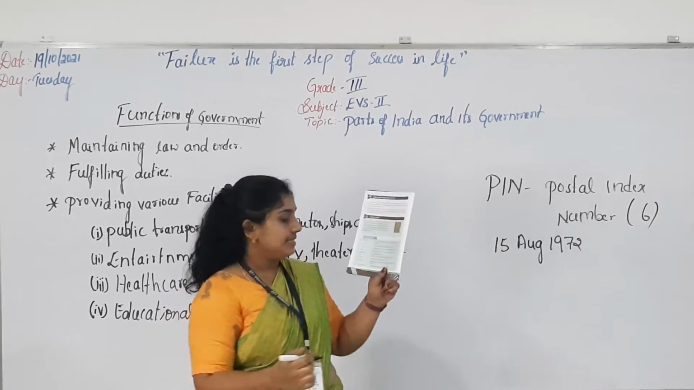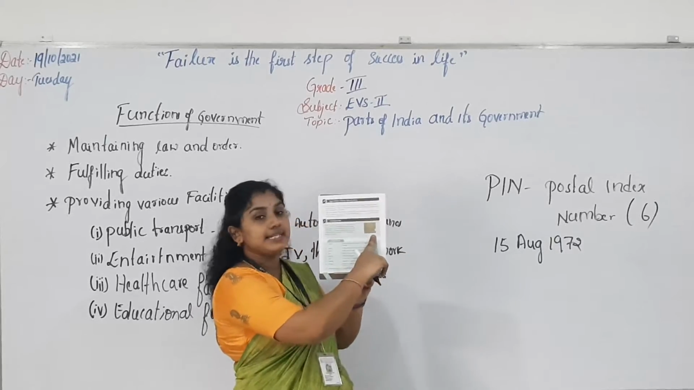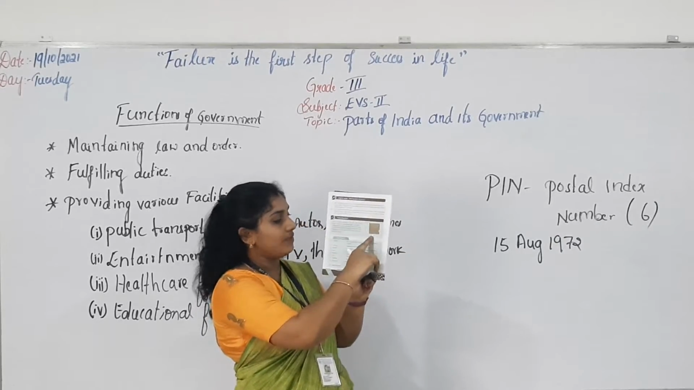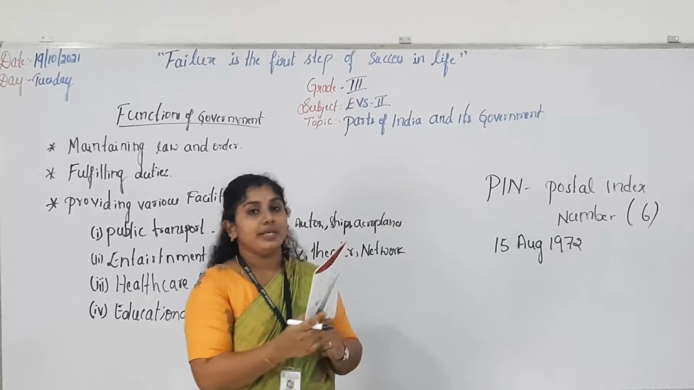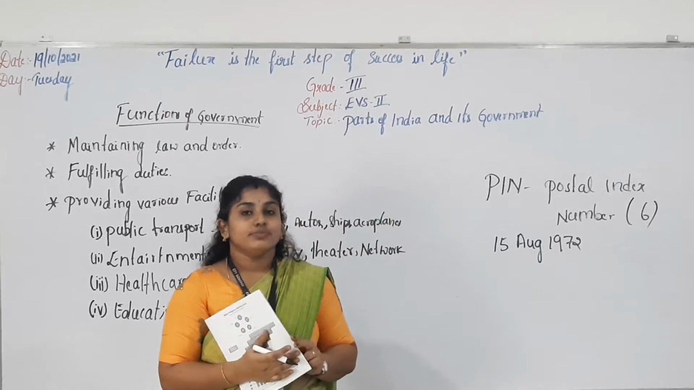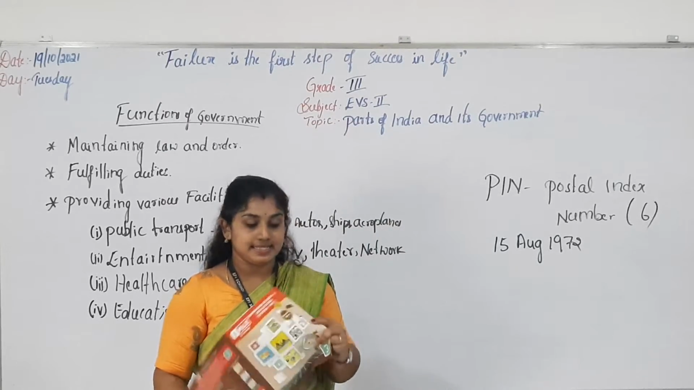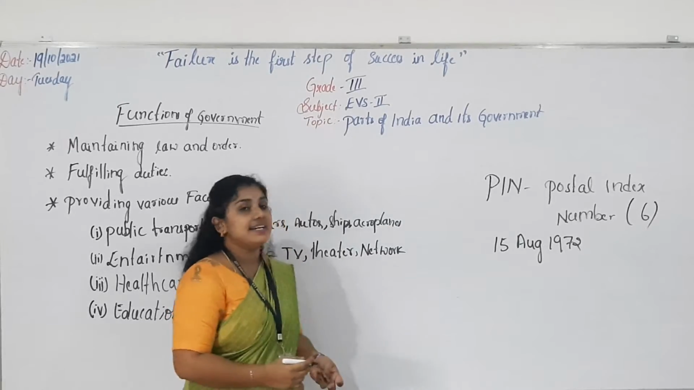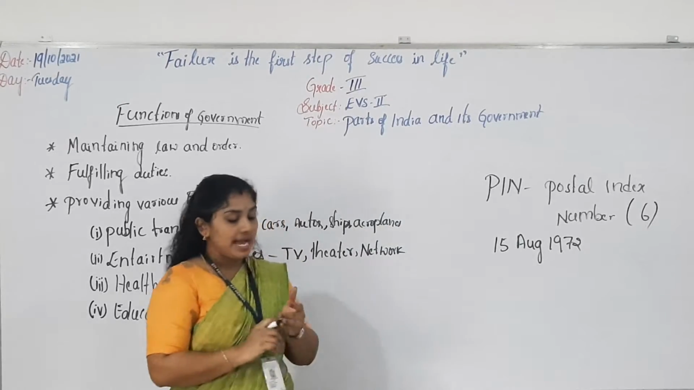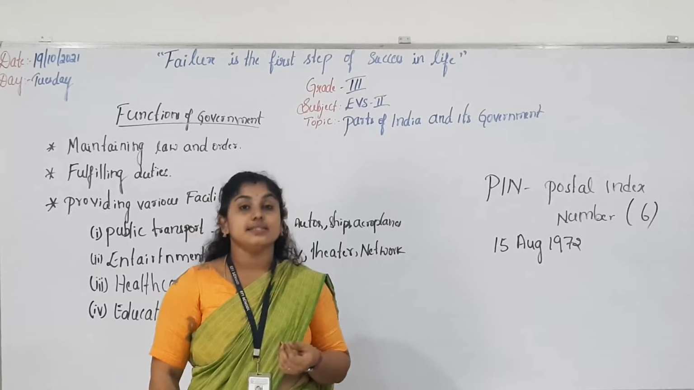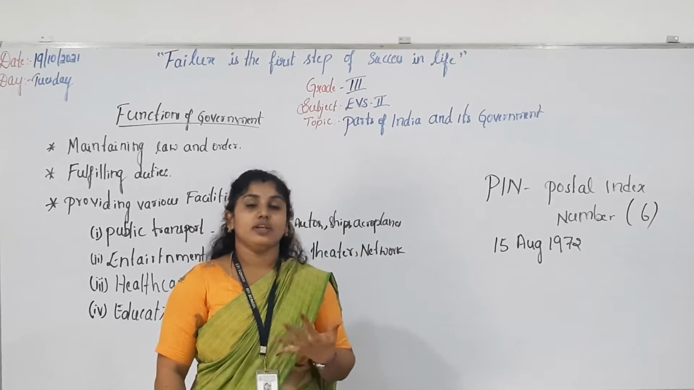So you can see this question, page number 32, you can clearly see what the code is, which is a city, which is a state. Okay. So this is the end of your lesson, Parts of India and its Government. If you have any doubts regarding this lesson, please let me know by a text or a call.